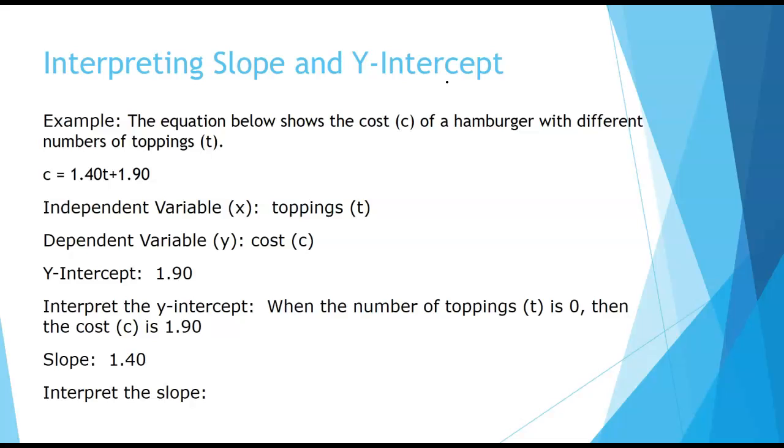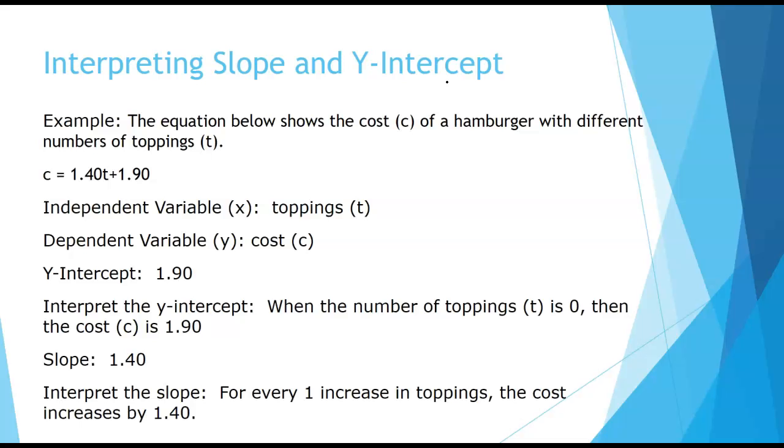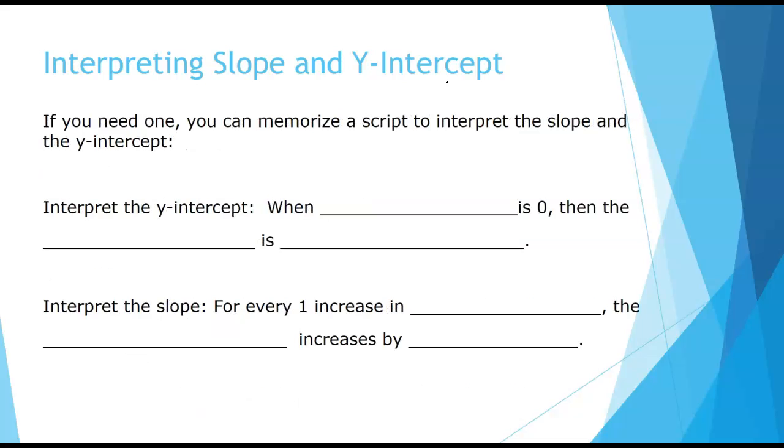Interpret the slope means we're going to explain what it means in words. In this case, it is for every 1 increase in toppings, for every 1 increase in our independent variable, the cost increases by $1.40. The cost increases by the slope.